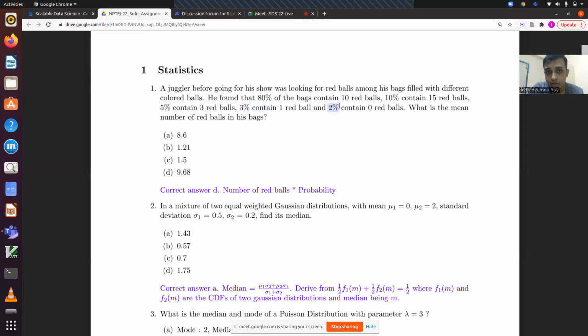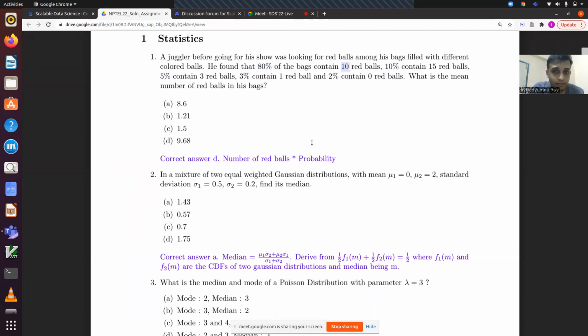So these are probabilities. And you have the x, so you have the count for each probability. So you can apply the formula. E of x equals the summation of x into p of x. Simple, right? That's why the hint is given: number of red balls, which is x, times the probability, then the summation. Fine, I'll do it.